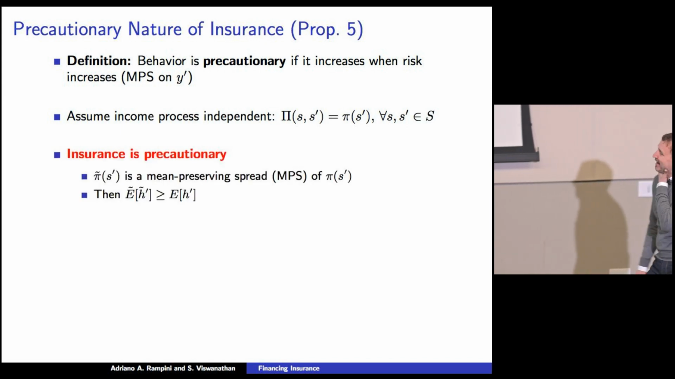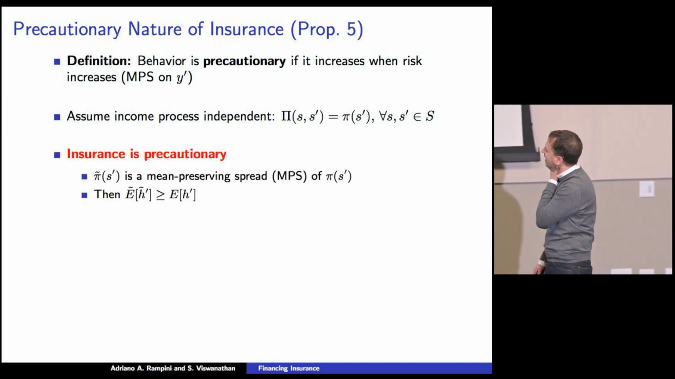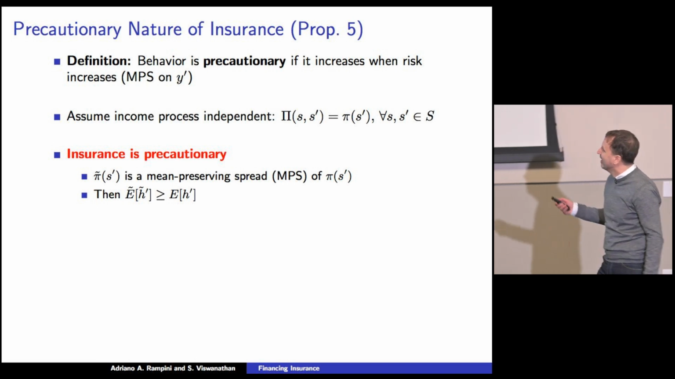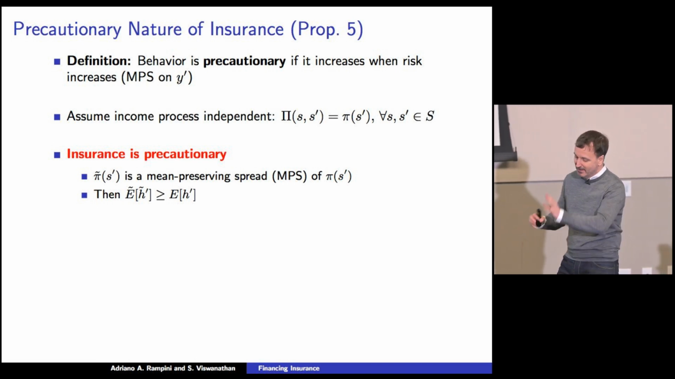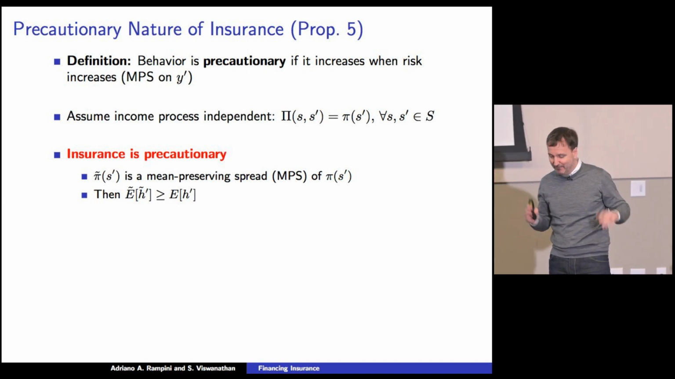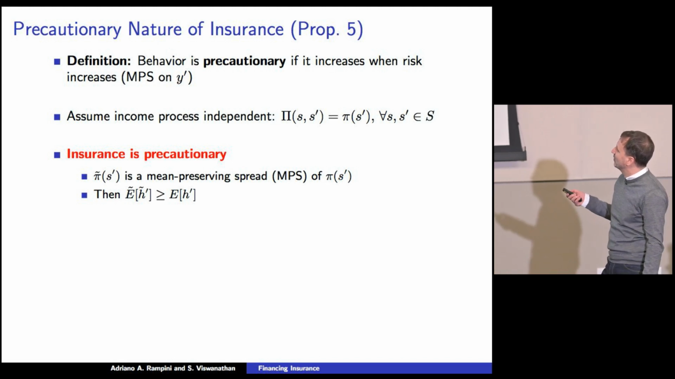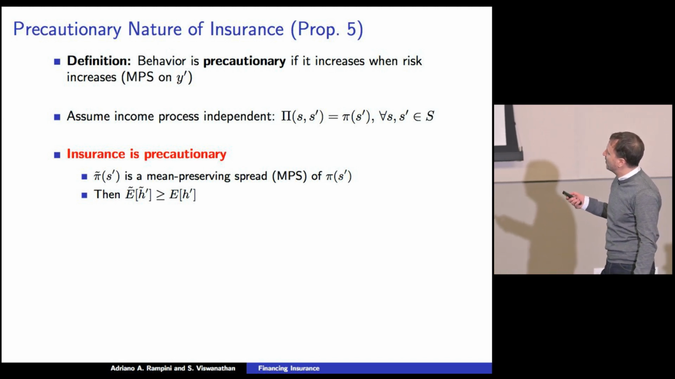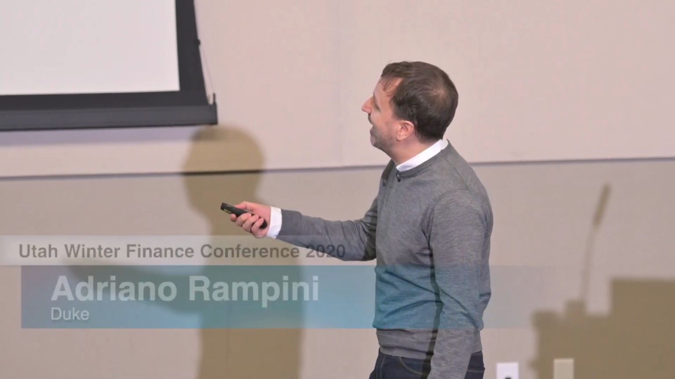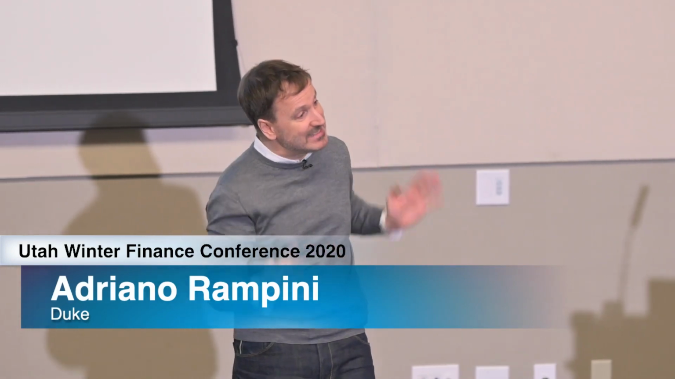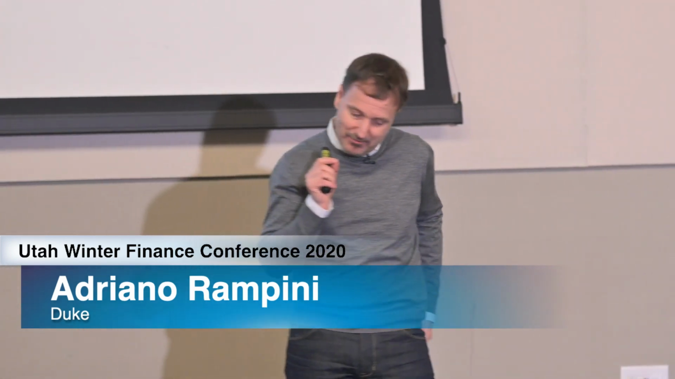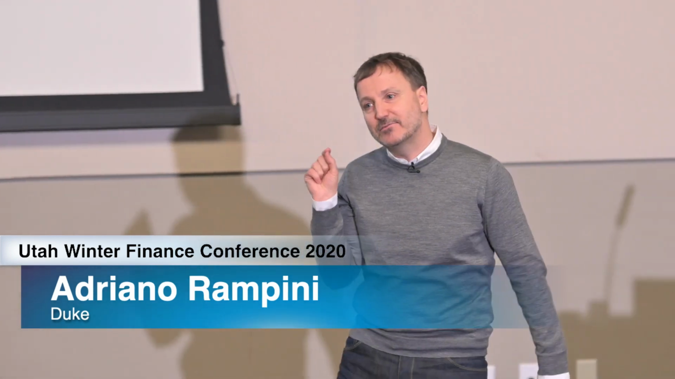You can show one extra thing, which is that the insurance is precautionary. Think of this economy with IID shocks to make things simple. Suppose you have a mean preserving spread on the economy in which you live. You can show that insurance is precautionary in the sense that in the riskier world, people spend more on insurance. Interestingly, you can show this without any assumptions about risk aversion. And it's kind of interesting to think about why.